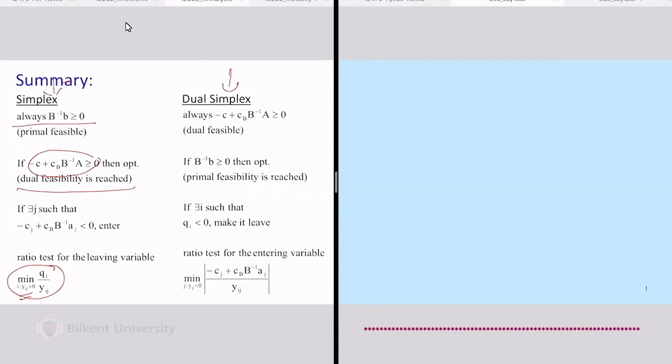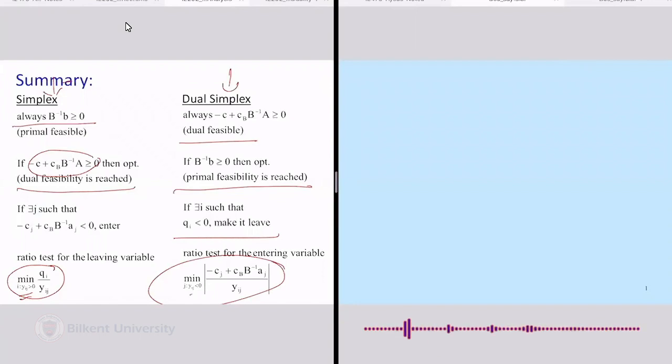Dual simplex is always dual feasible. Row zero coefficients are always non-negative. If primal feasibility is reached, we stop. Else, that means there is a negative entry in the right-hand side, so I have to kick that variable out of the basis. So that's my leaving variable. An entering variable is determined by the ratio test of this.